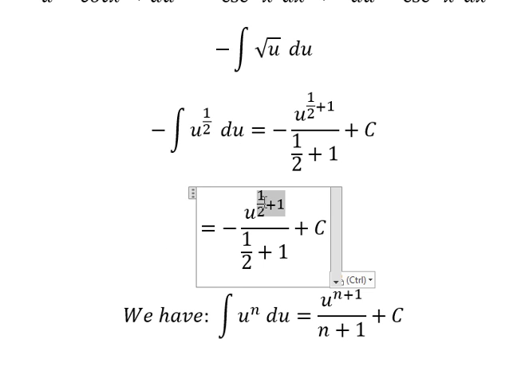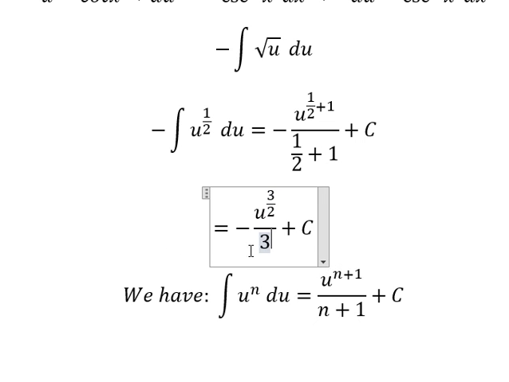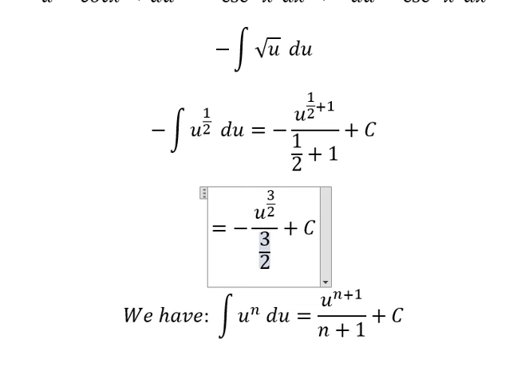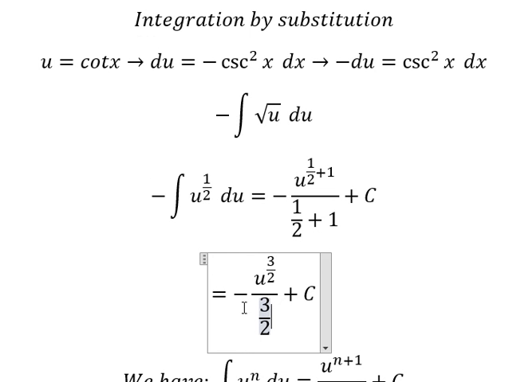So this one we have 3 over 2 u to the power of 3 over 2, where u is cot x.